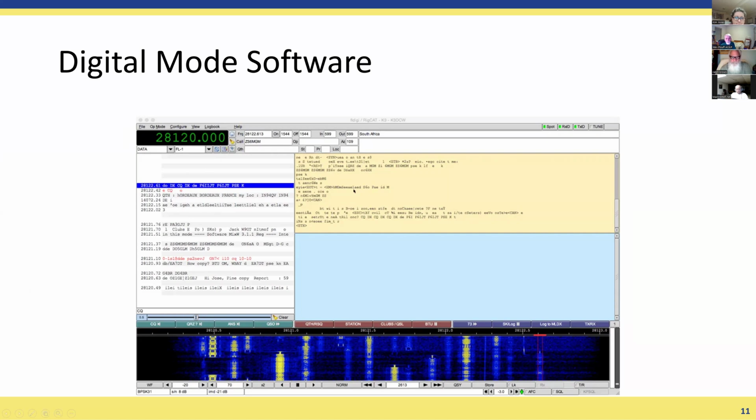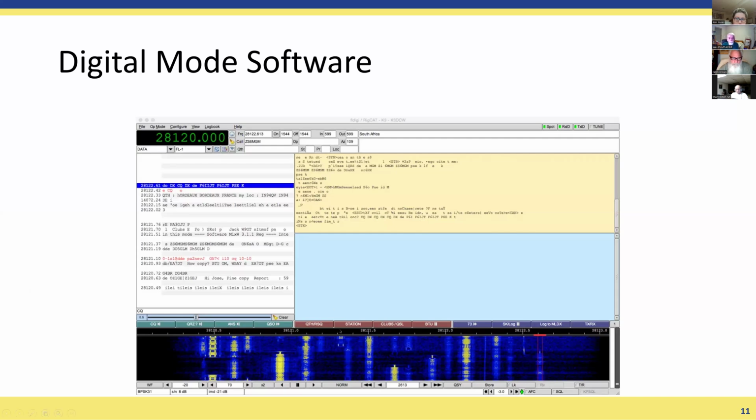This sort of tan section here is the QSO, the conversation that's in progress. Over on the left here, there's a panel that will decode all the signals in the audio bandwidth of the receiver. So you can see, if you look at these, they're fractions of a kilohertz apart. And that's because it's decoding several signals at once.